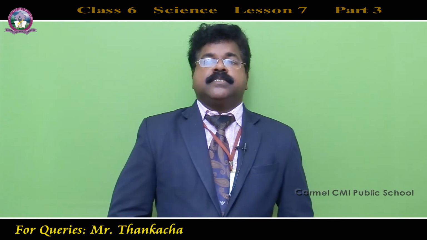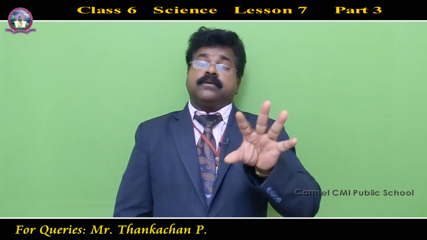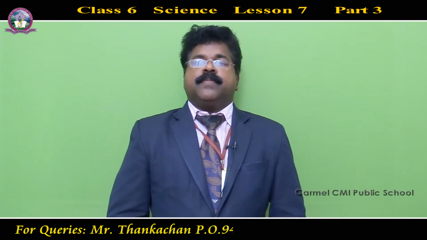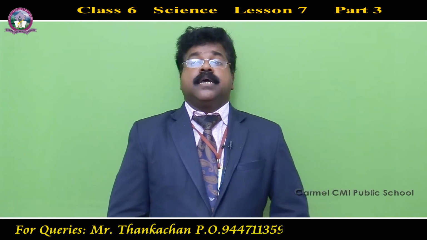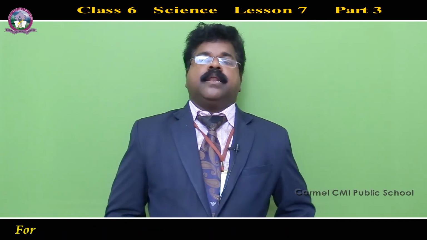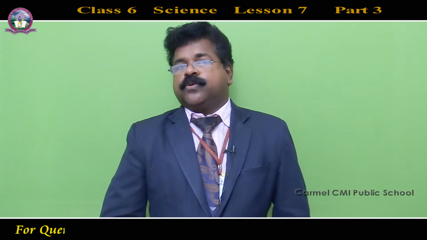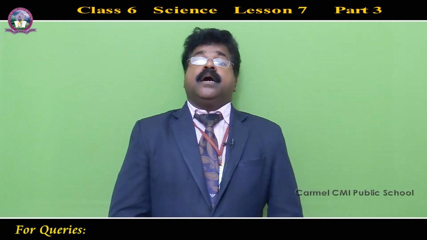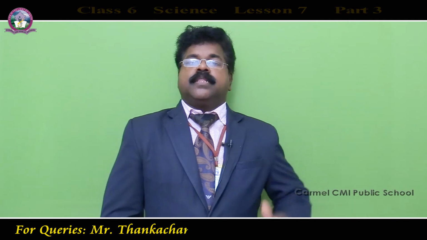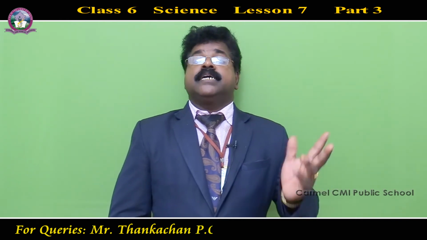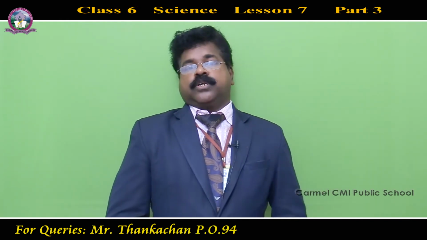In dicot plants, they have taproot system, at the same time they have reticulate venation. Whereas in monocot plants, they have fibrous root system and parallel venation. Monocot plants have parallel venation and fibrous roots, and their seed consists of only one cotyledon. Whereas in dicot plants, they have taproot system, reticulate venation, and their seeds will have two cotyledons.